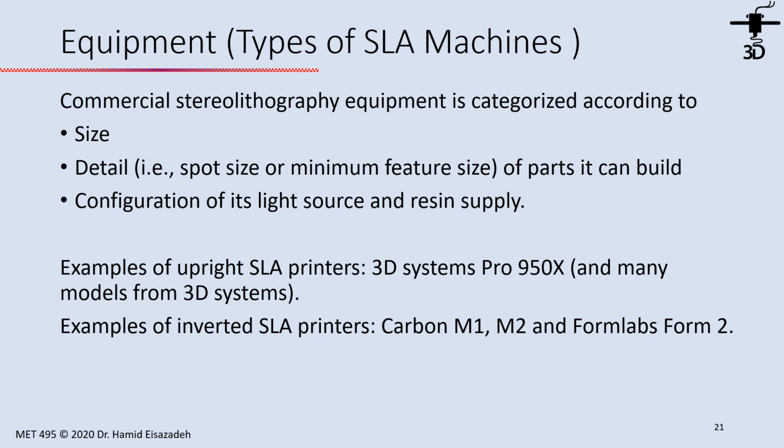Here we have a couple examples. Upright SLA printers are 3D Systems Pro 950X, and 3D Systems have other models. We have inverted SLA printers, we mentioned it before, Carbon M1, Carbon M2, Formlabs Form 2. These three, they use inverted light.